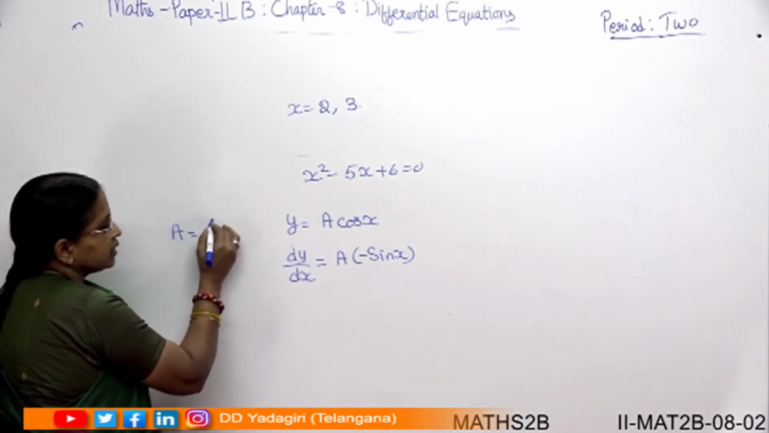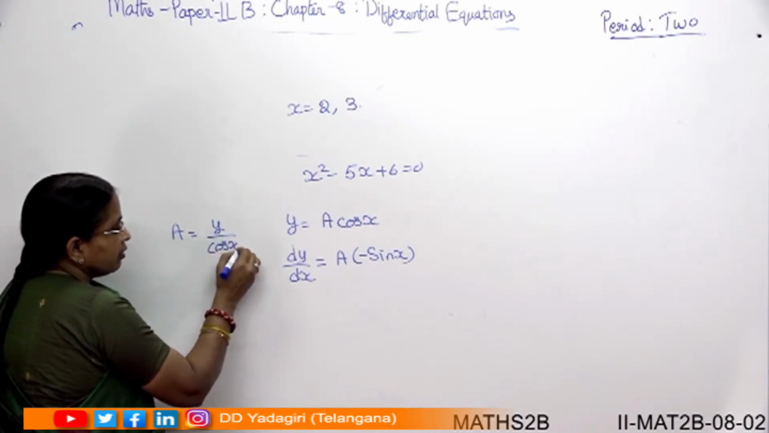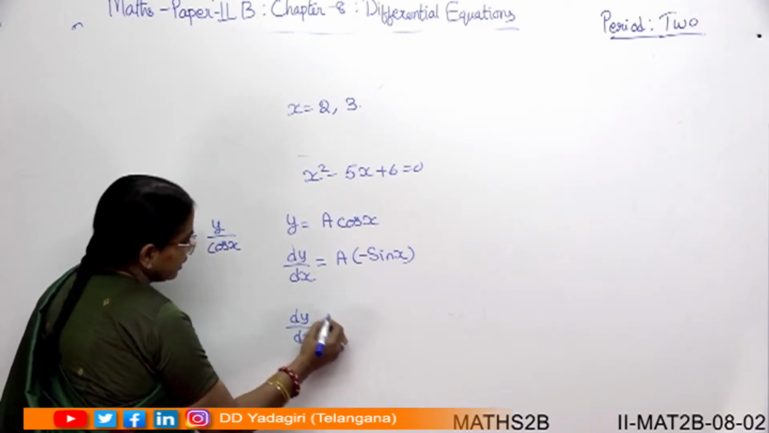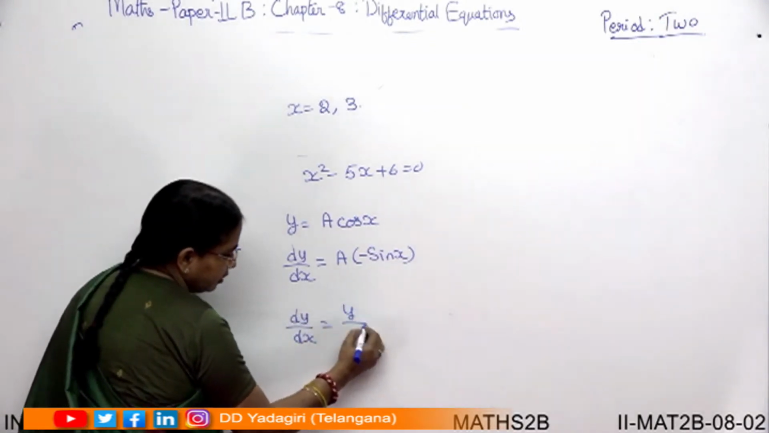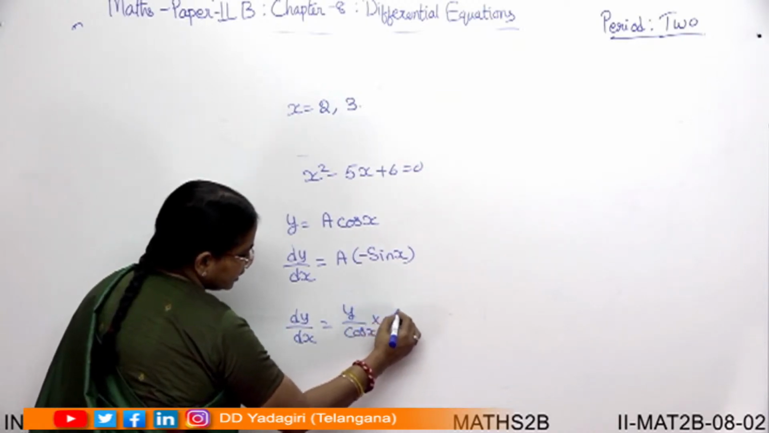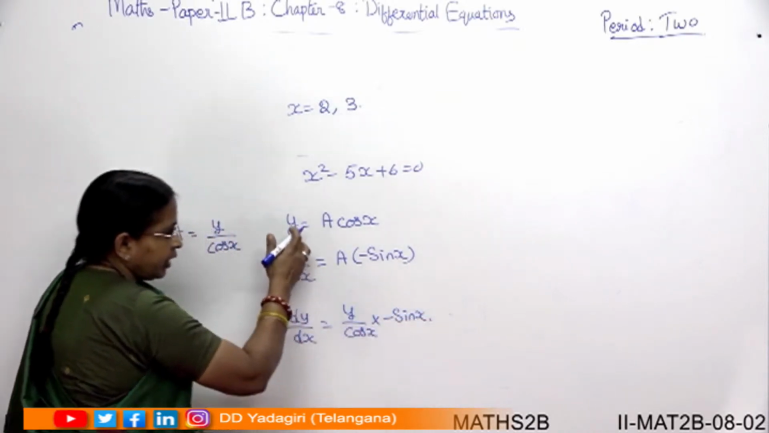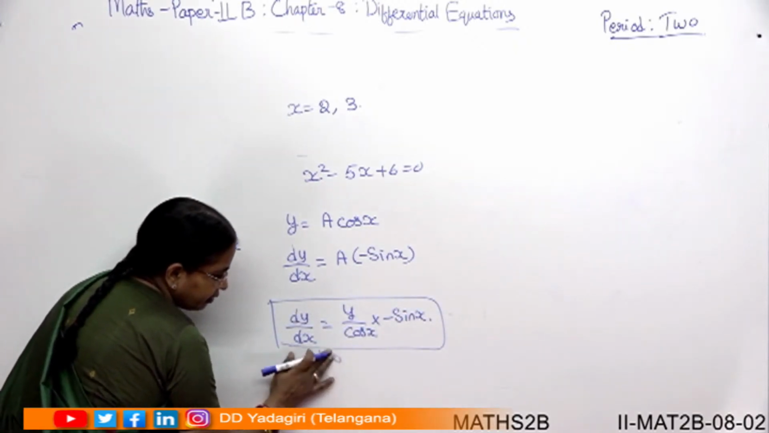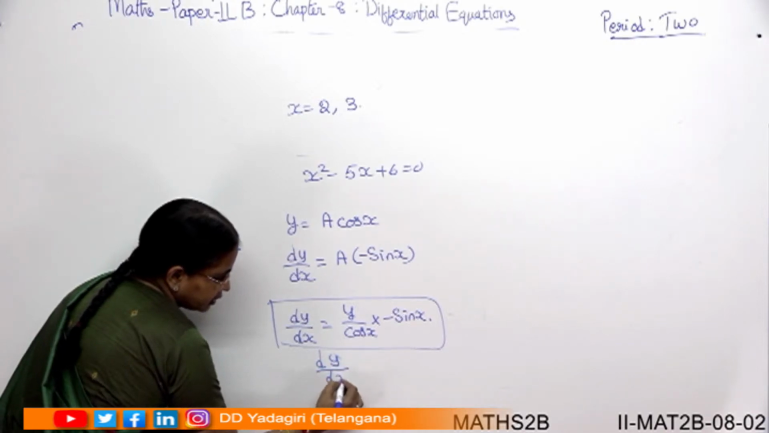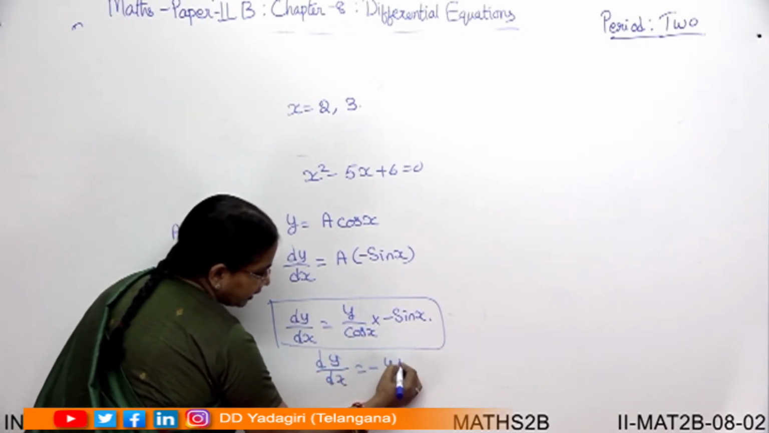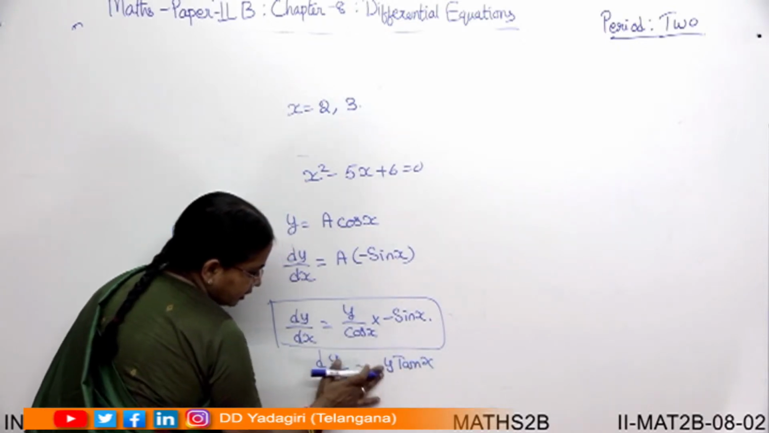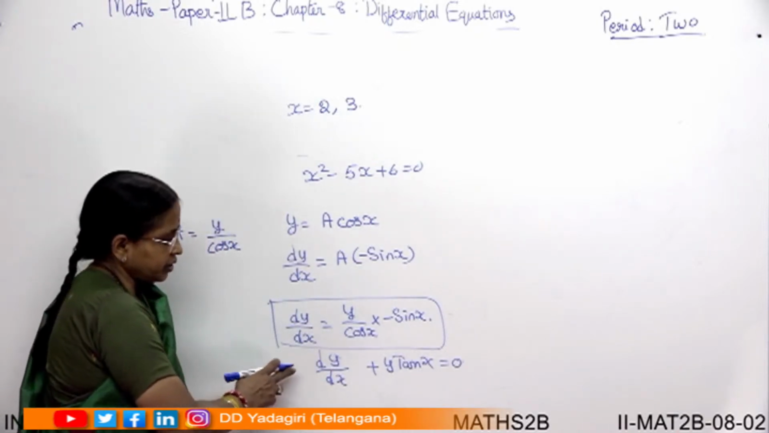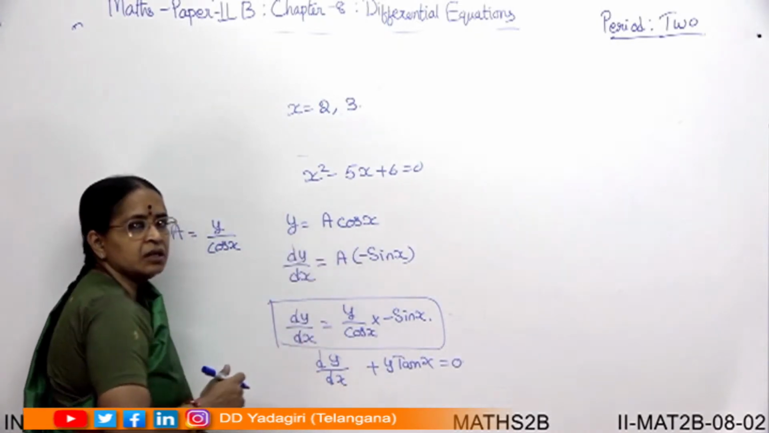What is a? A is equal to y by cos x. So now I'll substitute this a here. So I'll get dy by dx is equal to, what is a? y by cos x. So y by cos x into minus sin x. That's all. So a got eliminated now. So this is the equation. So what is the equation? dy by dx is equal to minus y tan x, or dy by dx plus y tan x is equal to 0 is the differential equation for which a cos x is the solution.